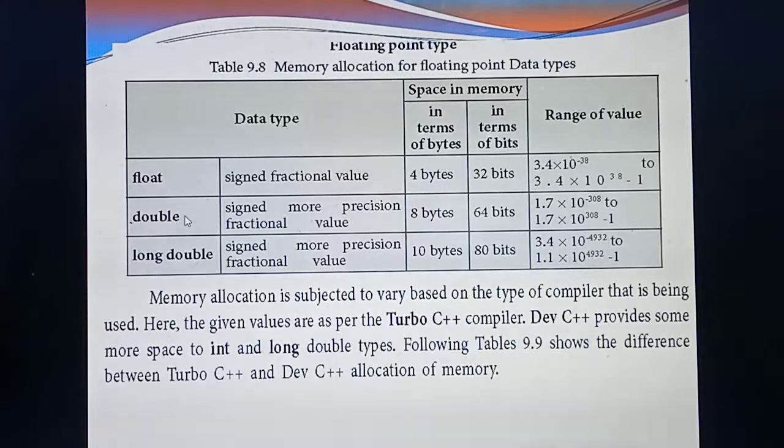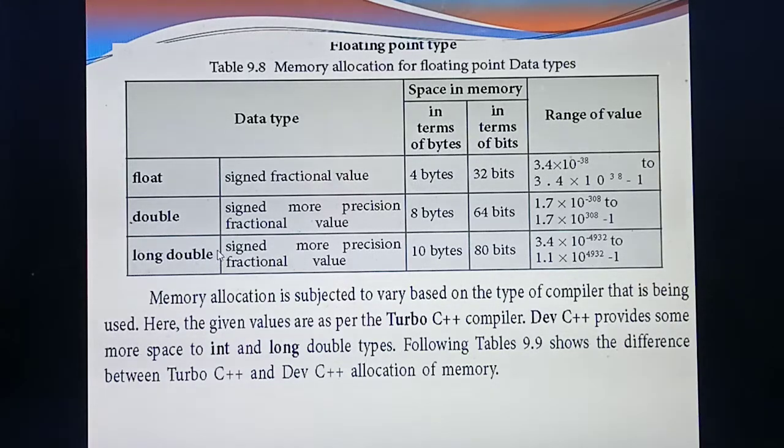Okay, next one is double. Double means signed more precise fractional value. That means the numbers after the point, that is a double, isn't it? After the point, more precise fractional values will be there. That is signed. For example, listen here, see 1.7 into 10 to the power minus 308. After the point, this much of values will be there. That is the signed numbers you should give.